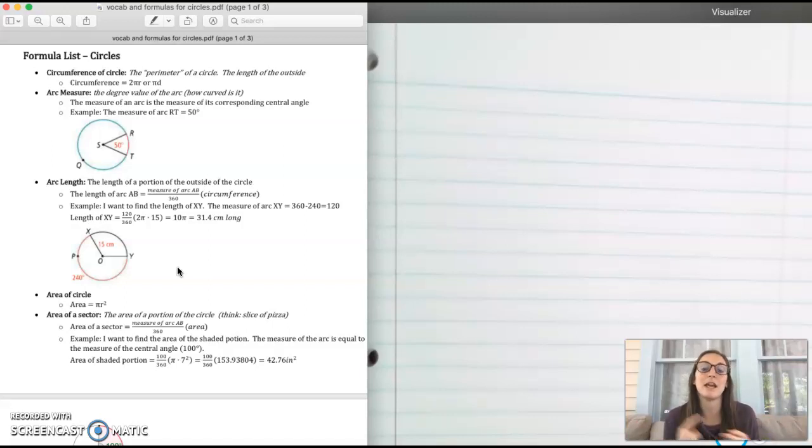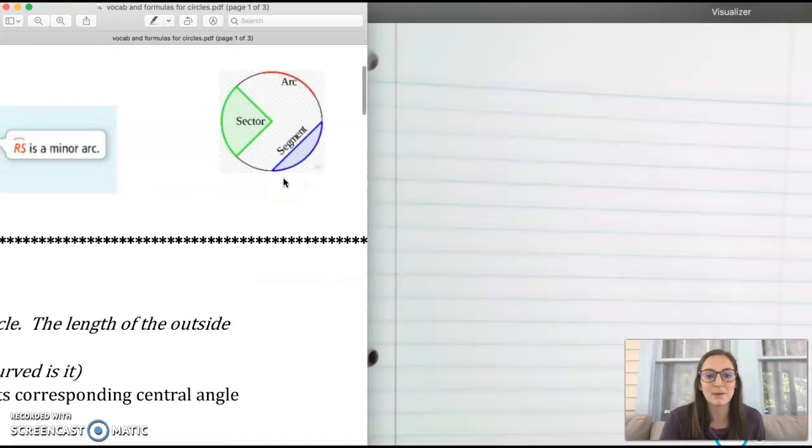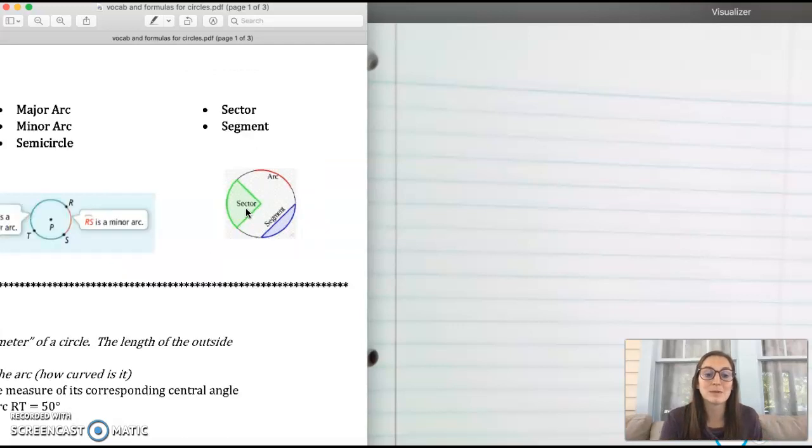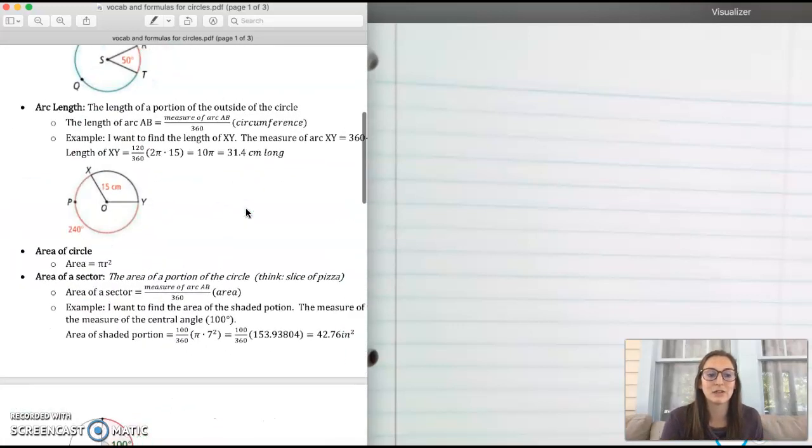So we're going to talk about the area of the circle and then a sector. And again, looking up at our reference sheet up here, the sector is a piece that looks kind of like a piece of pizza or a pie. It's going from the center out. And so we're using really similar formulas to yesterday, but instead of looking at the outside, we're looking specifically at what's happening on the inside of the circle.